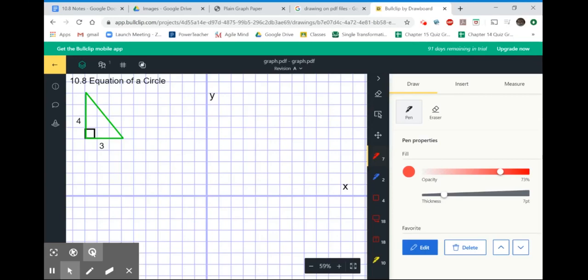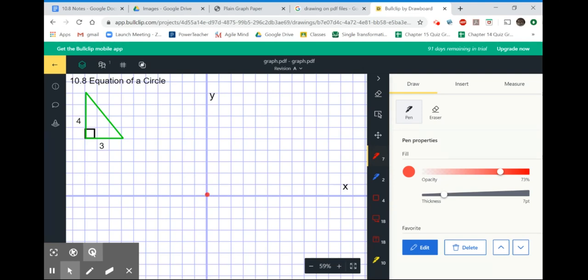Hi guys, we're going to be taking a look at section 10.8, equation of a circle. And you're probably wondering why I have a right triangle drawn if we're going to be doing equation of a circle, because there is actually a relationship. And what I'm going to show you now is what kind of a relationship is shared between the equation of a circle and a right triangle.